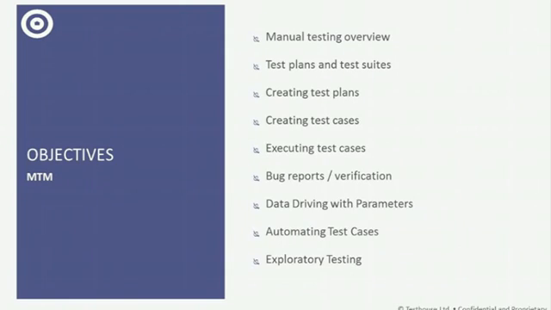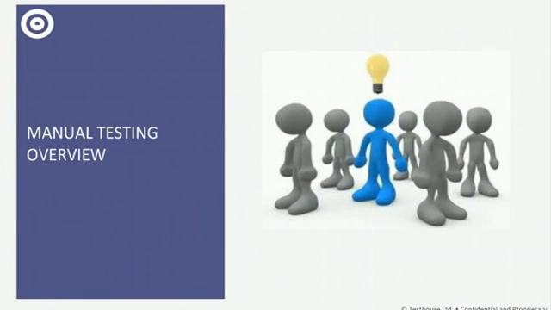So what we're going to be covering today is a very quick overview of manual testing and how MTM addresses that challenge, some information about test plans and test suites, and about test cases as well, and how you create them and run them and create bugs as well, because when you're testing, that's a very important function, good bug reporting. Data driving with parameters, so you can vary your tests by using the same test case. How to do some automation, and finally some exploratory testing. There's quite a few topics to be getting on with. And at the end, we'll have a Q&A session.